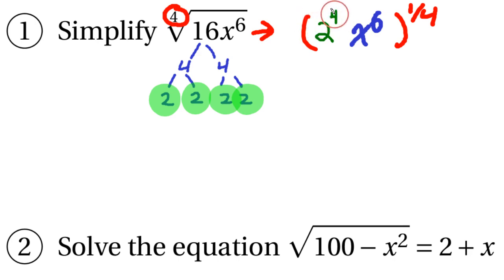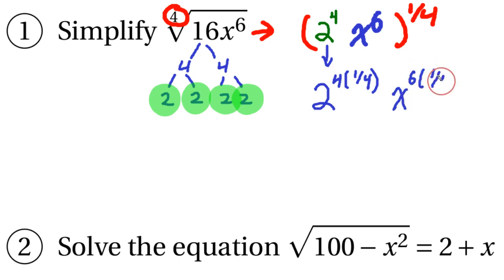Now, because I have an exponent that has another exponent, I can use a basic rule of exponents that says a power to a power is going to be multiplied. So this 2 is going to turn into 2 to the 4 times 1/4 power. And then this x to the 6th is going to turn into x to the 6th times 1/4 power. Going through, I can see that this part in green that I'm highlighting is going to end up turning into 2 to the 1st.